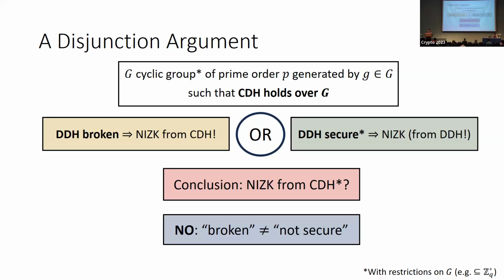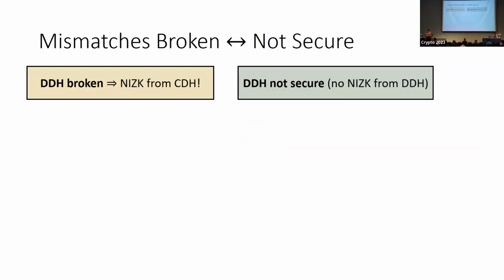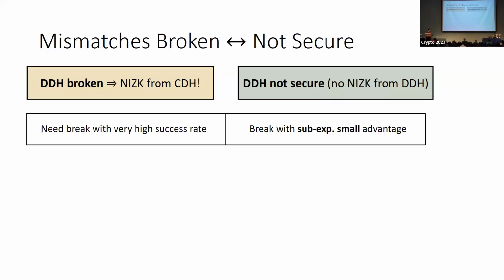So now I'll go into slightly more detail about those notions of security. Again, the main argument is: either DDH is secure, and we get a NIZK. Suppose that DDH is not secure; do we get an algorithm that breaks DDH in a way that suffices to get NIZK from CDH? It turns out there are a bunch of mismatches because of how you define security. A first mismatch is in terms of the advantage of the adversary. An adversary that breaks DDH in that sense only breaks it with very small probability, slightly high but still pretty small, whereas here we want a break that works in most cases.